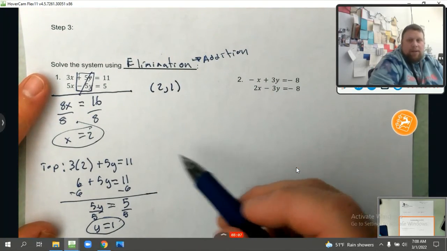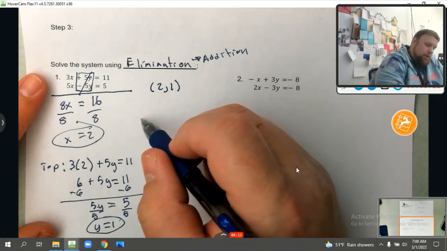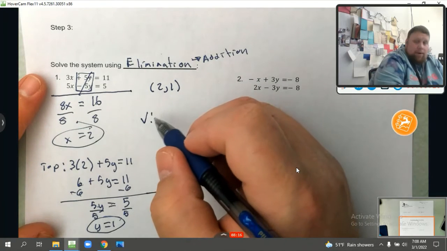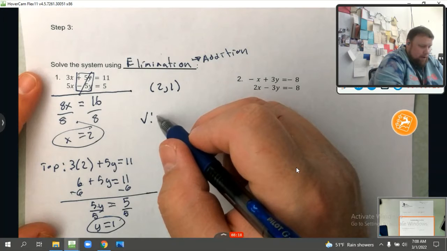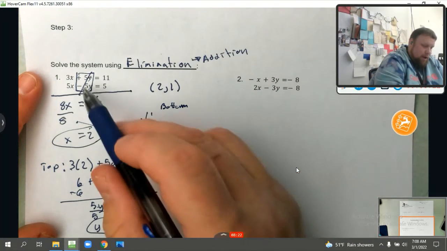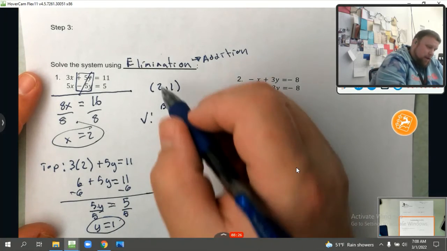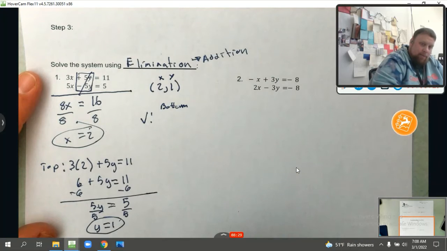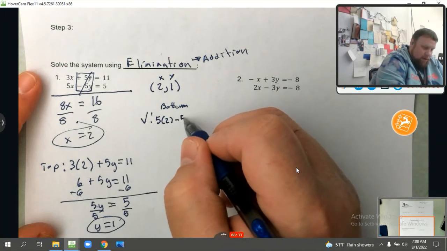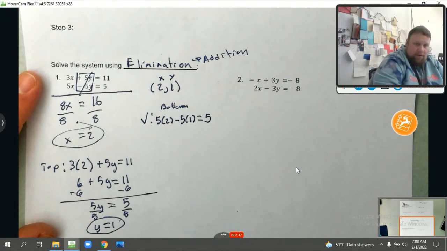Now, the reason I pretty much always plug it into the top is because I'm going to then check it in the bottom, right? I always say check colon and in the bottom. So now we're in the bottom. And in the bottom, I have 5x minus 5y equals 5. But I now know my value for x and y. This is my x, this is my y, right? So I'm going to say 5 times 2 minus 5 times 1 should equal 5. That's the bottom equation right here.